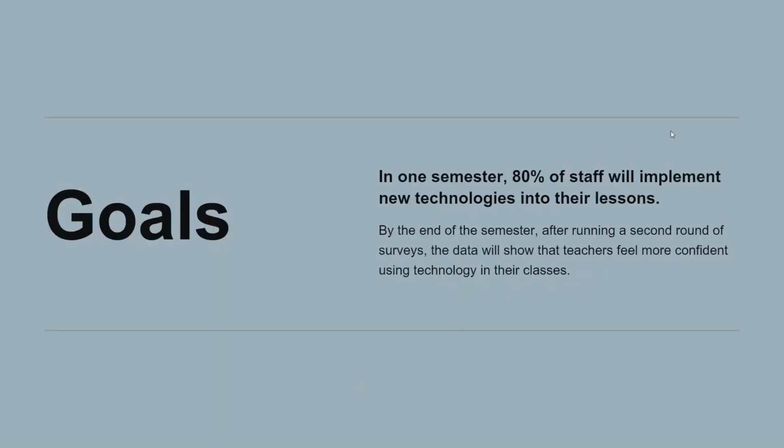From these findings, I'd create two measurable training goals. Within one semester, 80% of staff will implement new technologies into their lessons. By the end of the semester, after running a second round of surveys, the data will show that teachers feel more confident in using technology in their classes, and these goals keep us focused on both adoption and confidence. They're structured to allow us to measure success and iterate if needed.